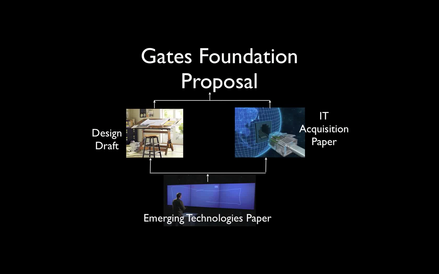The Gates Foundation proposal is our culminating holder of all the work that we're going to do in this semester. We begin with that Emerging Technologies paper. That forms the basis and the bottom of our work that rolls up throughout the semester and the seminar to the Gates Foundation proposal. The second thing that you're going to do is your first design draft of what that ideal learner-centric environment looks like that's enriched with IT.